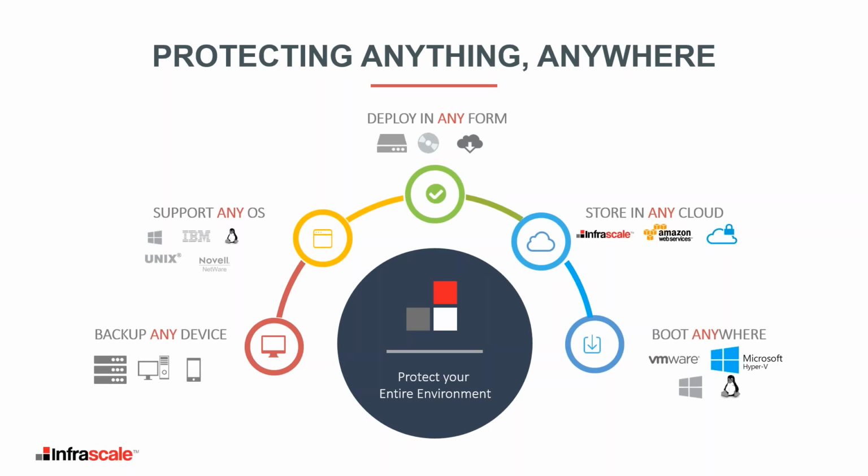You also want to be able to store it in any cloud. This is also super important because many vendors will lock you into their cloud, right? With InfraScale, we give you the ability to back up to our cloud, but you can also back up to your own private cloud or leverage popular third-party clouds like Amazon Web Services. And the last thing, which we talked about in the previous slide, is you want the ability to boot anywhere, the ability to boot from the appliance or the cloud and have the choice to do either. InfraScale lets you protect all of your data, whether we're talking mobile devices, desktops, laptops, physical and virtual servers, and we support over 100 versions of operating systems.